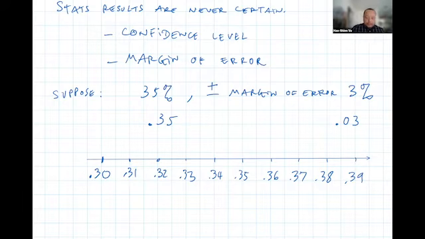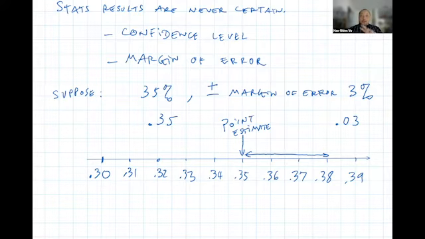Well, 0.35 is right here. So we think it's 0.35. We call this a point estimate. Margin of error of 3%. That means 3% up from here. Anywhere in here is possible. But also on the low side, everything down here is also possible. Anywhere within 3% up and 3% down is possible. So this is your margin of error.